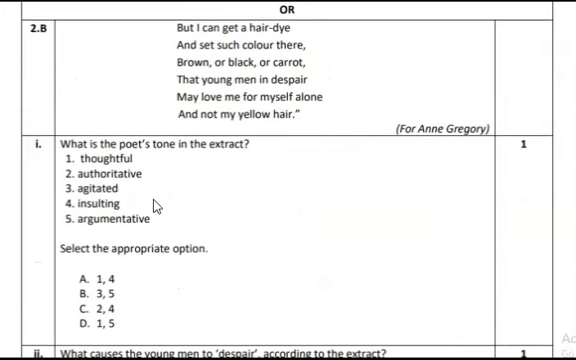Let us see whether the questions set below this extract are better or easier for you to do or not. So the extract is: but I can get a hair dye and set such color there, brown or black or carrot, that young man in despair may love me for myself alone and not my yellow hair.